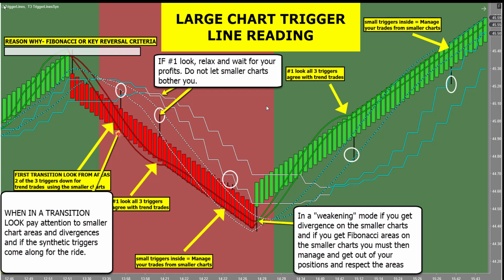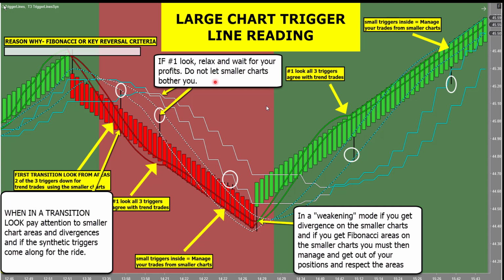When you are in a transition look, you are going to pay attention to your smaller chart areas and divergences, and whether or not the synthetic triggers on the 14-2 chart cross over and come along for the ride. If they do, great, we'll keep going short. If they don't, we may have to stop going short. You'll see that as we go forward.